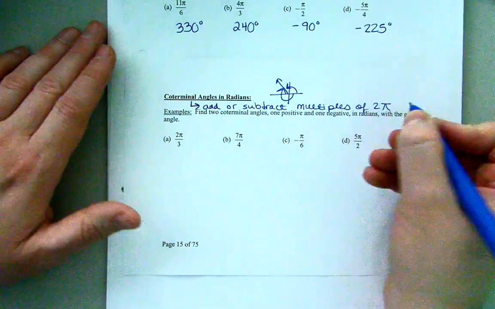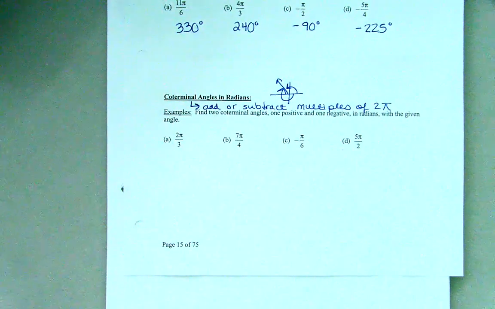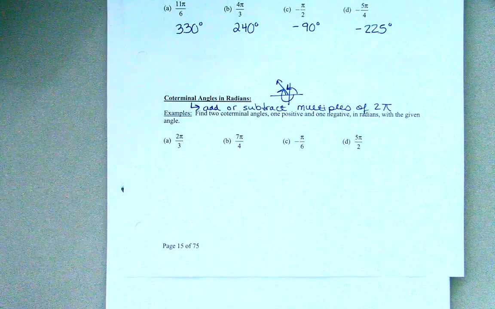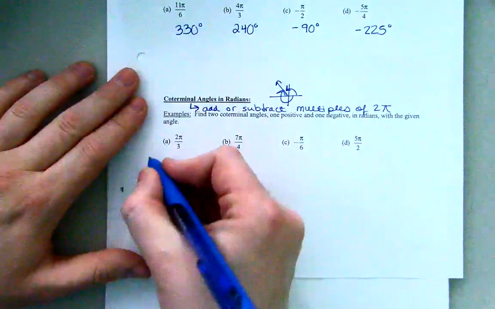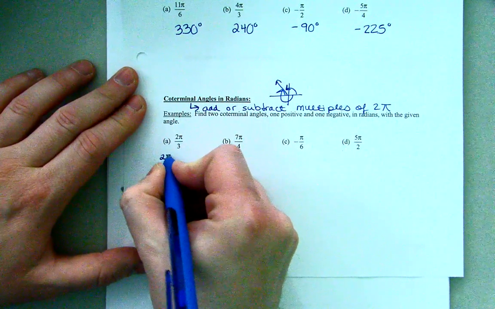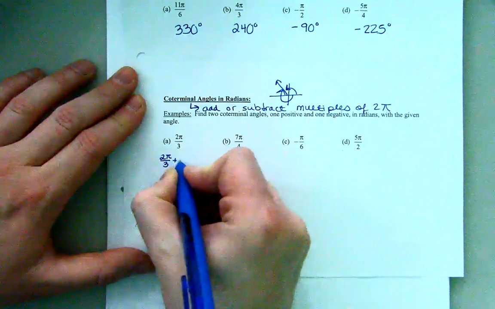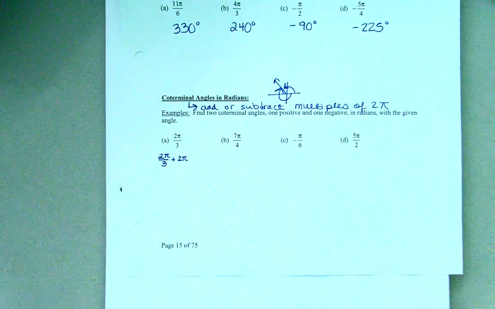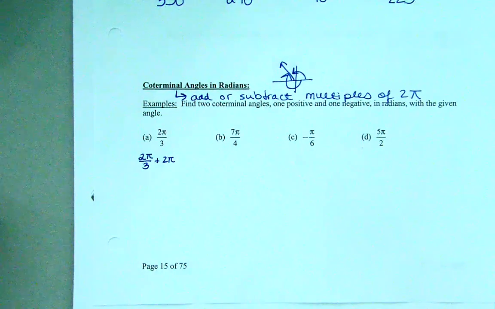And the whole multiples part means just do it once, and maybe do it again if you need to, a second time, a third time, if you need to find a positive and a negative angle. So I want to do the problem 2 pi over 3 plus 2 pi. Does anyone have a problem with that?